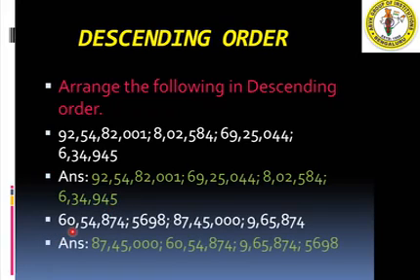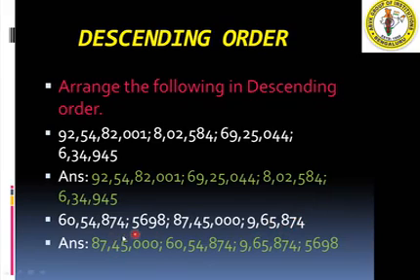Let us see another example. So here we have 60 lakh 54,874. Next 5,698. Next number 87 lakh 45,000. Next number 9 lakh 65,874. So how to arrange these numbers in descending order?